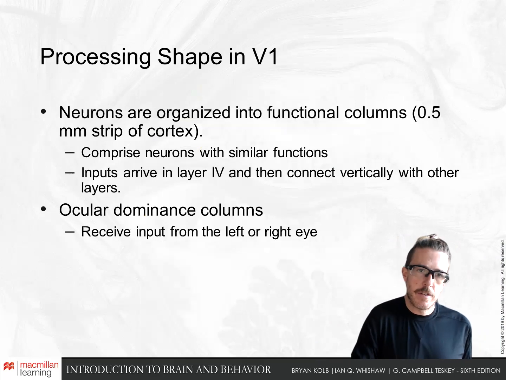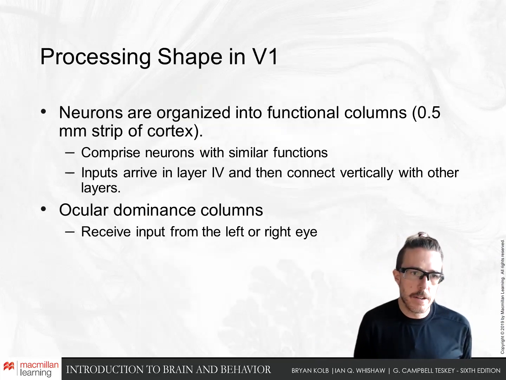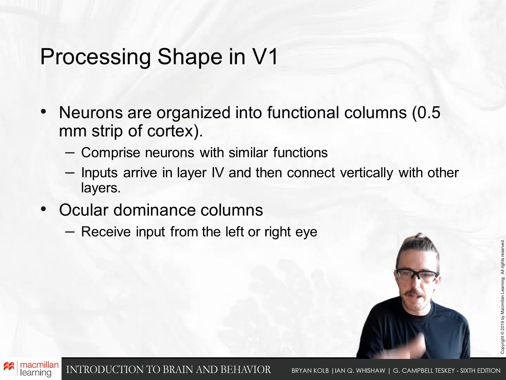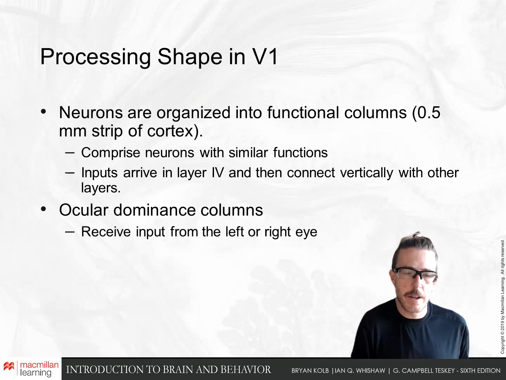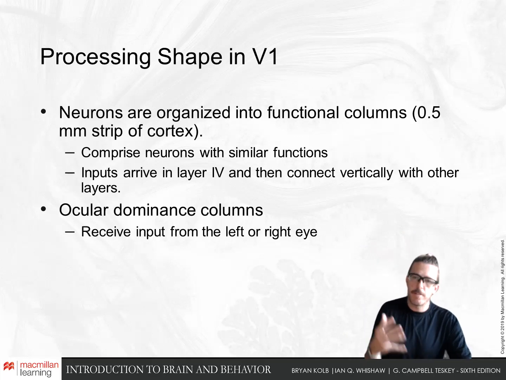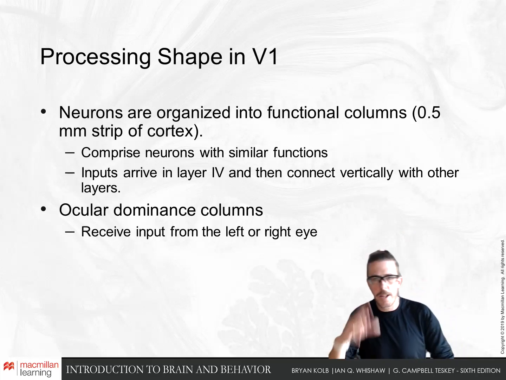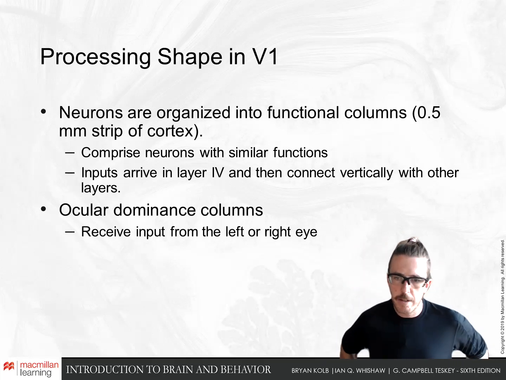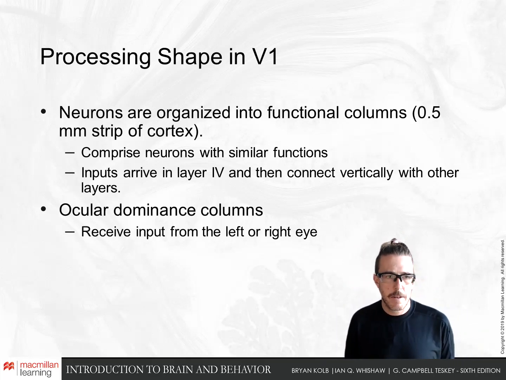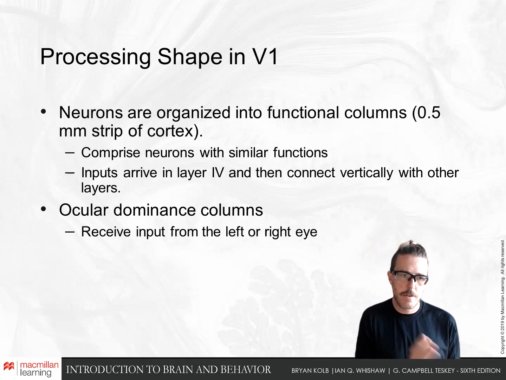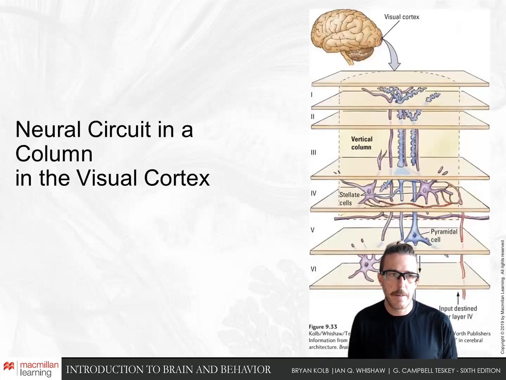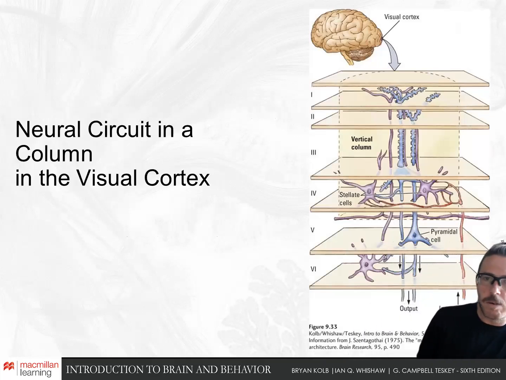As we saw, these neurons are organized in a column. So all the neurons up and down the column, the 6 layers of the cortical column, all seem to have similar functions. So if you recorded from any of those neurons, they would all become activated by that vertical line if one of them was. So all the inputs come to layer 4 and then connect vertically to the other cells, creating this coordinated activity. And we saw the ocular dominance columns, which receive information from the left or the right eye separately. Here's one of these cortical columns.